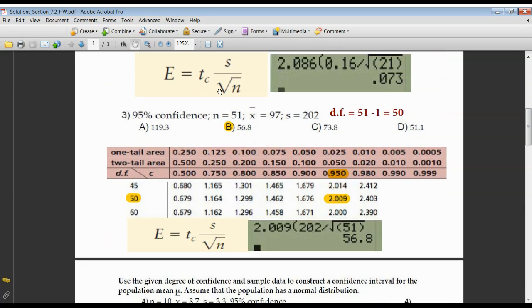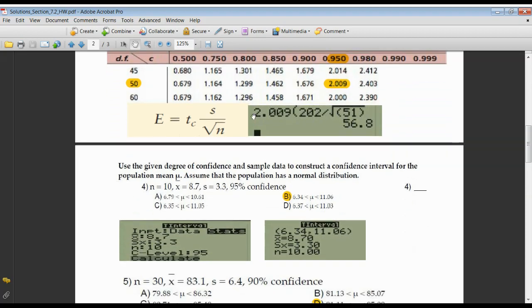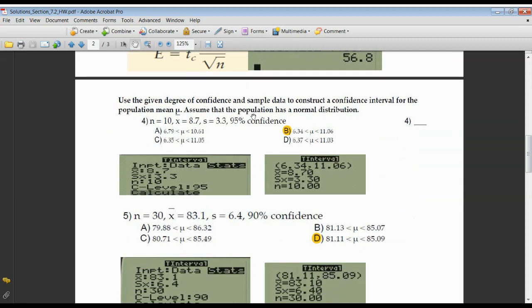Right on the money. Number 3 is just a duplication, except now my degrees of freedom are 51 minus 1, or 50. And my confidence, once again, is 95%. Where this row intersects this column is my critical t value, 2.009. You know what S is, it's given to you as 202. You know what n is, it's 51. Put it in your calculator, and miraculously, 56.8, right on the money.